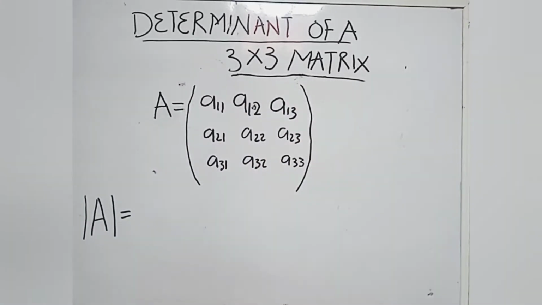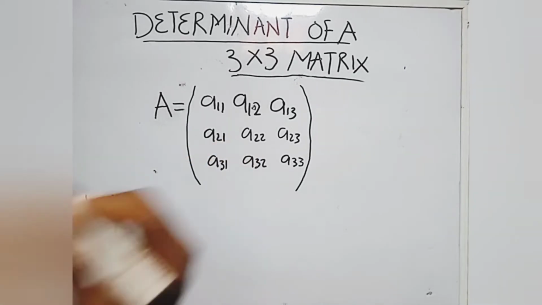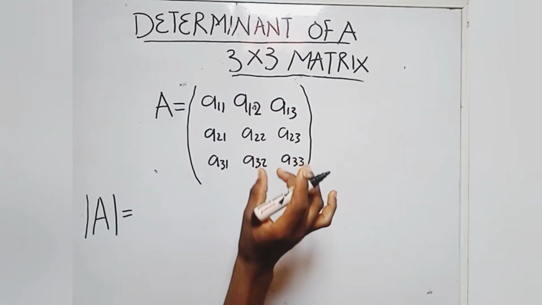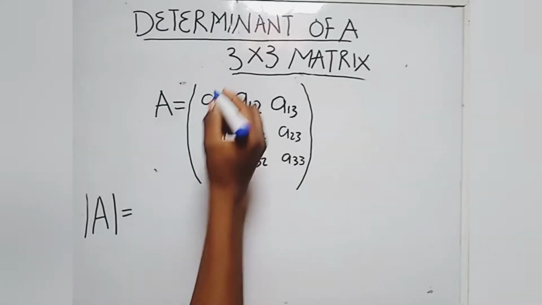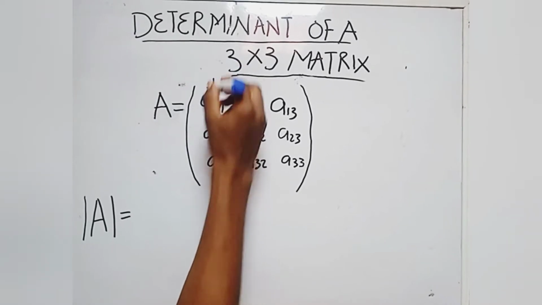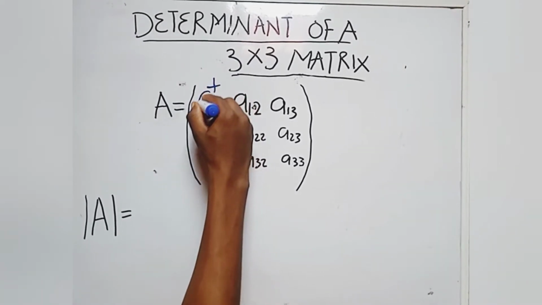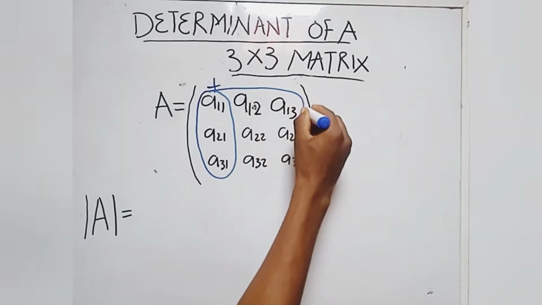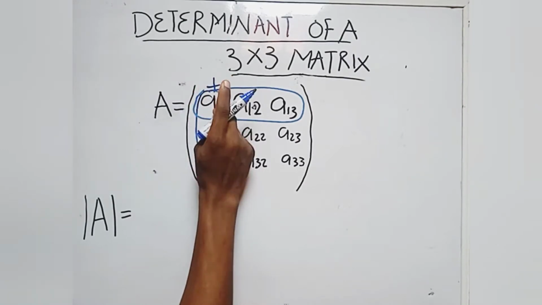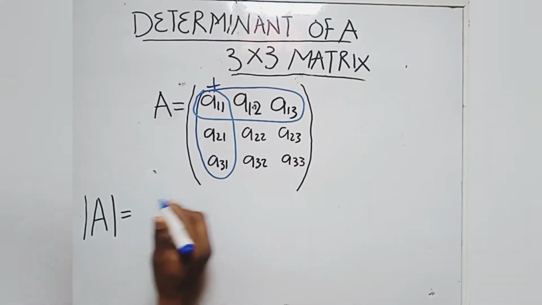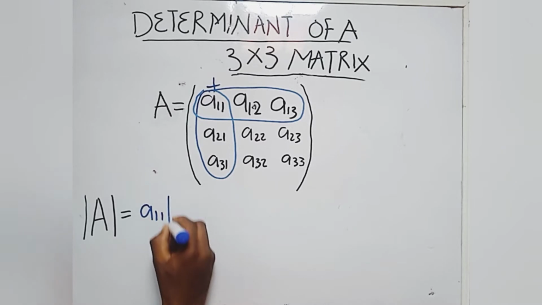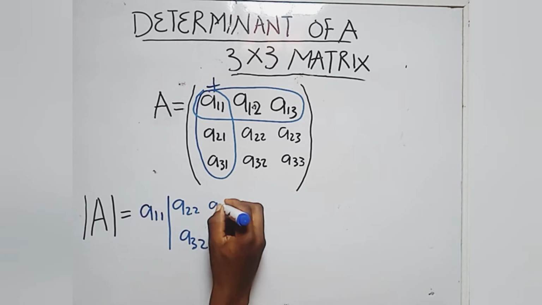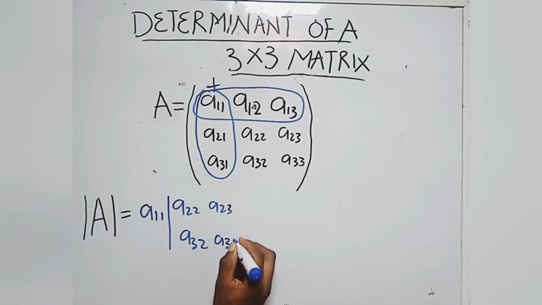Now for each element, we are going to cross out the row and column of that element, then write down the uncrossed elements. For the first element A11, you cross out its column and its row. Now write down the uncrossed elements. So we're talking about A22, A32, A23, A33.